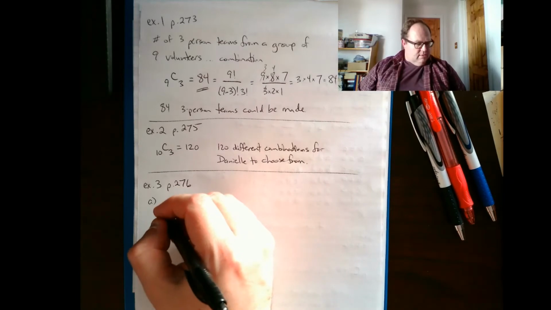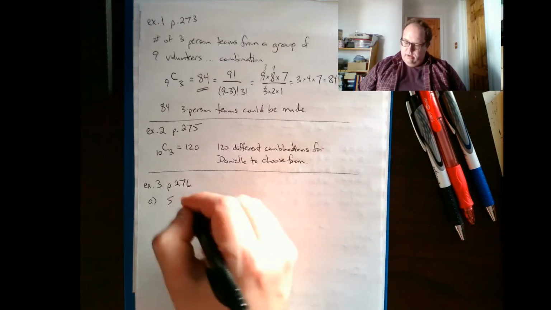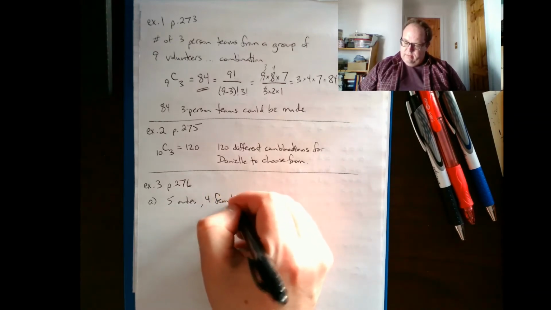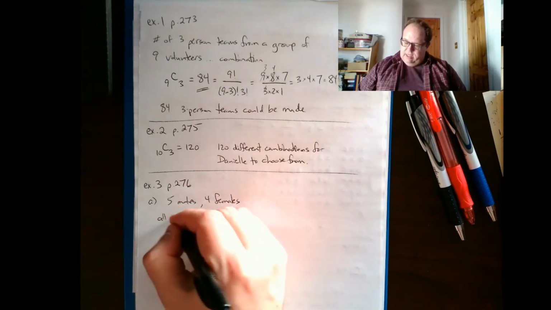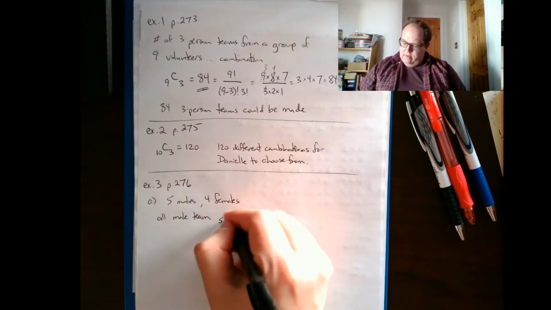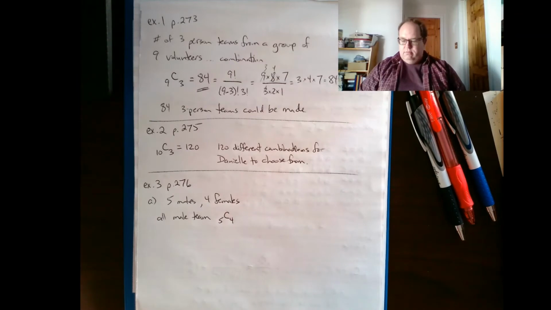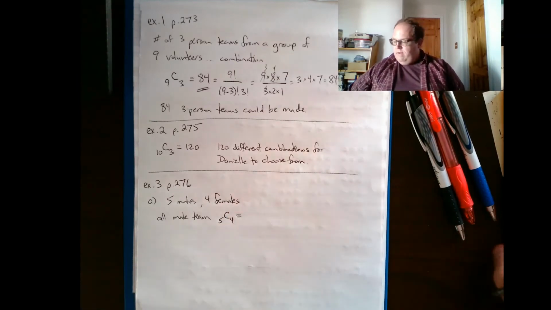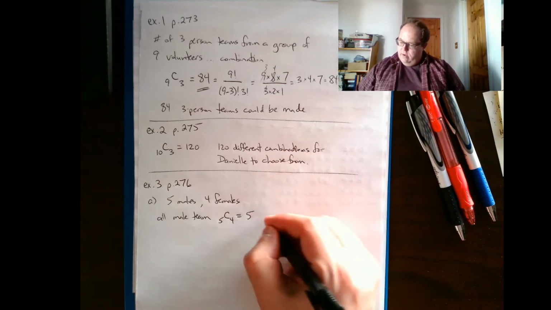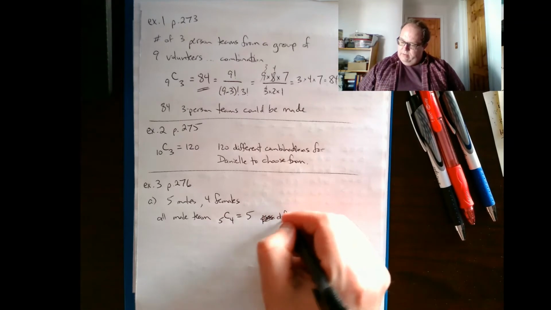So there are 5 males, 4 females in this grouping. So for an all-male team, there are going to be 5 choose 4 combinations. 5 choose 4, I think we're going to find is going to work out to 5. Five different teams possible.